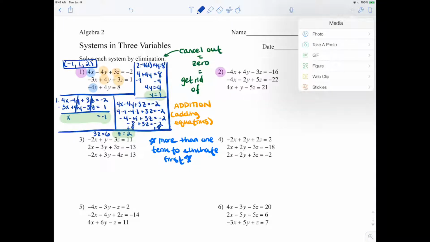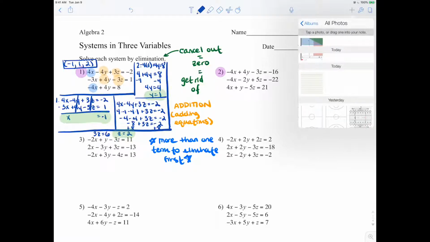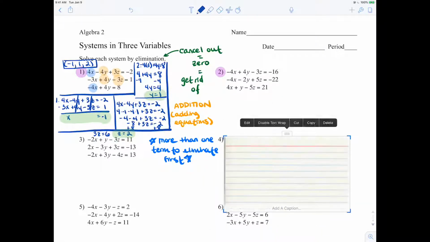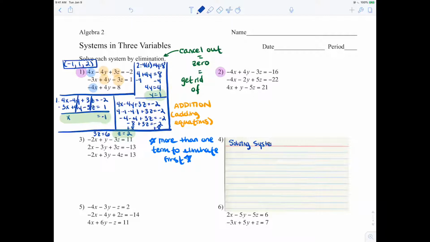So let's get a note card and let's write these steps down as we solve them for the next problem. So this is solving systems in 3 variables by elimination.